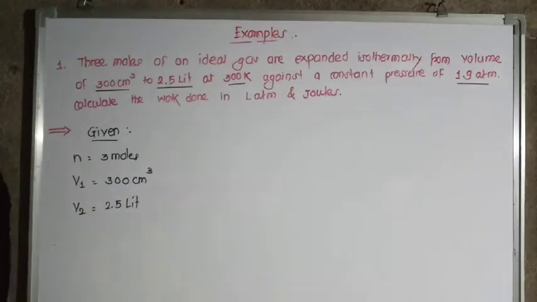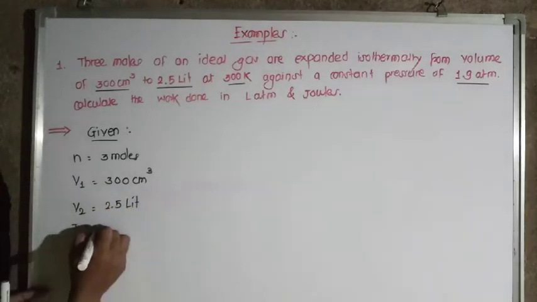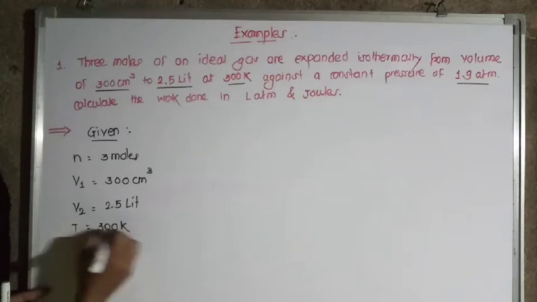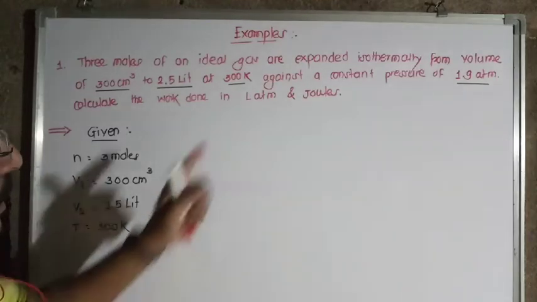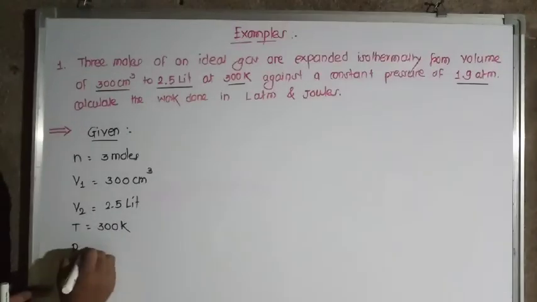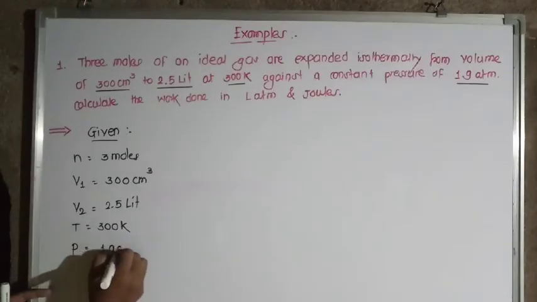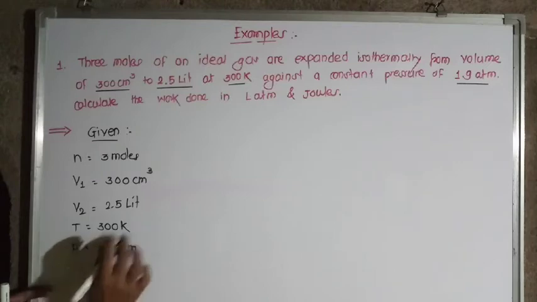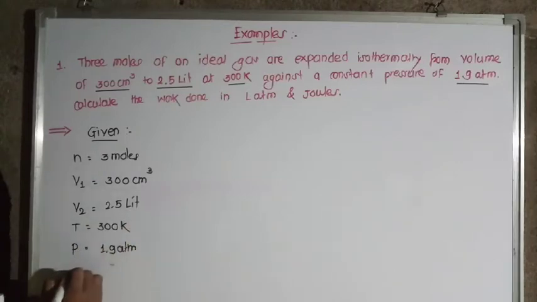2.5 liter, against temperature 300 Kelvin. Against constant pressure, the pressure is given, it is 1.9 atmosphere. Calculate the work done, W.